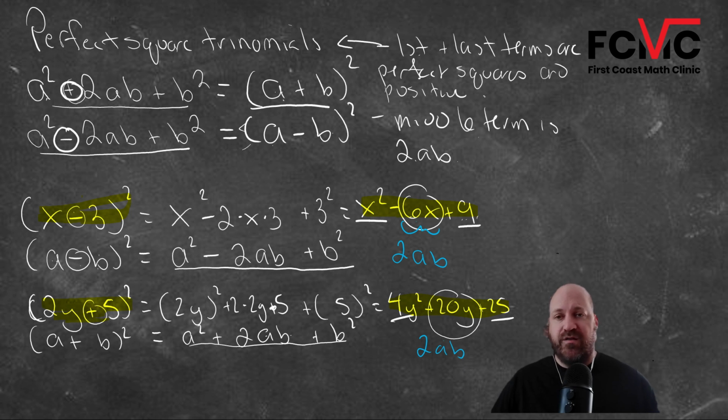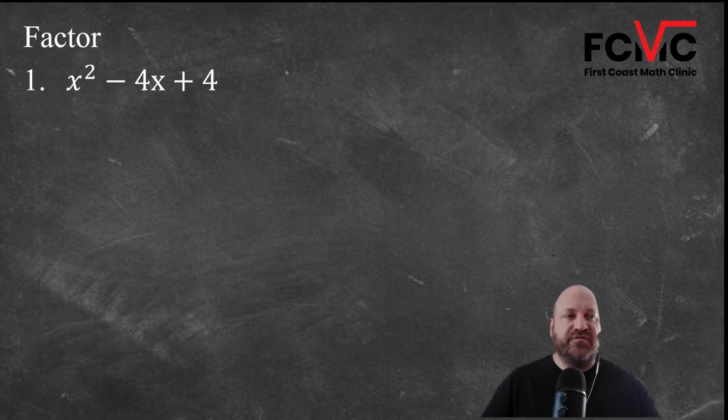Okay? All right, let's get into a couple examples where we factor our perfect square trinomial. Identify if our trinomial is a perfect square, and then do some factoring. All right, so for number one, we've got x squared minus 4x plus 4. First thing we want to do is figure out, is this a perfect square trinomial?